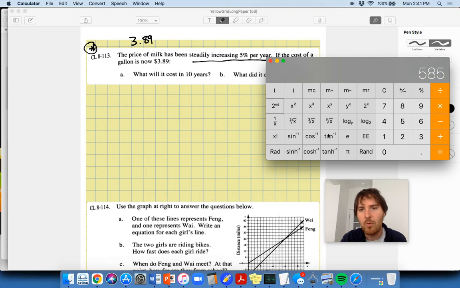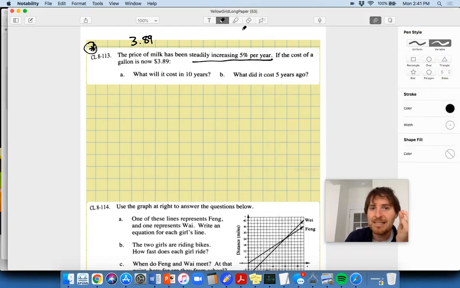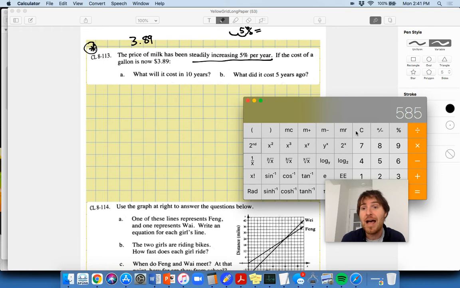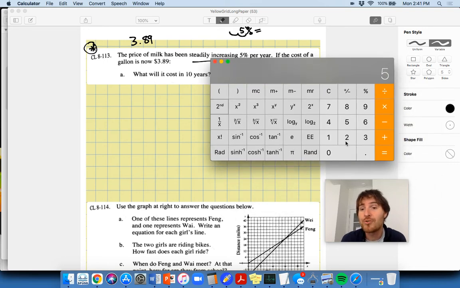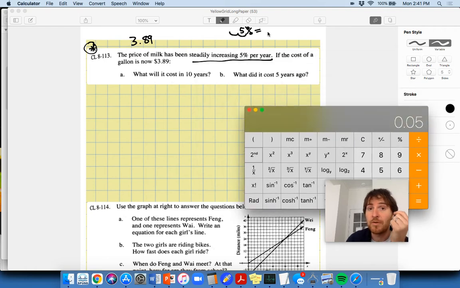If I have 3.89, remember 5% written as a decimal, right? You do this thing, right? You get rid of the percent sign and you move it 2 decimal places over. Remember that trick? Because remember, percent, 5% means 5 per every 100, right? Percent, per century, per 100, 5 for every 100. This is how you write 5% as a decimal, 0.05, okay?